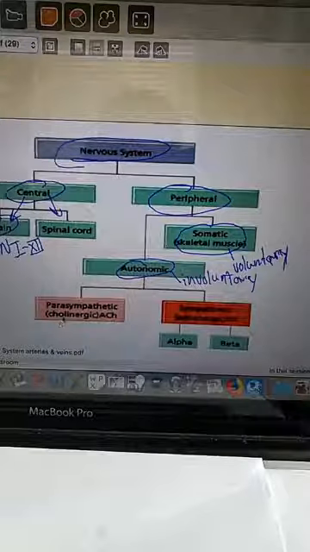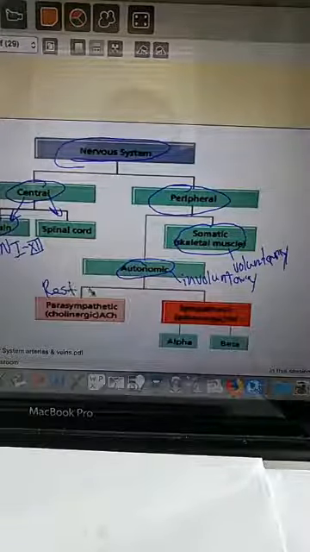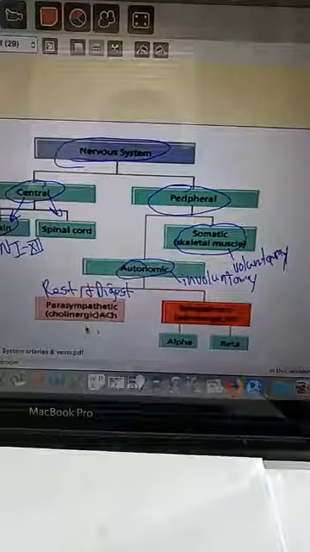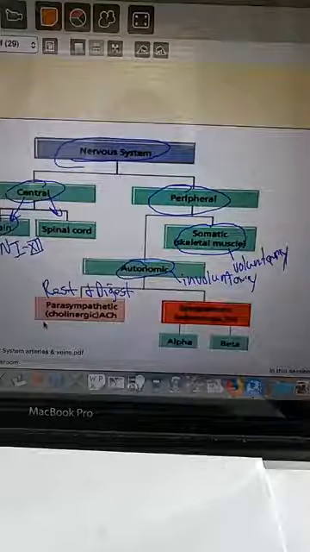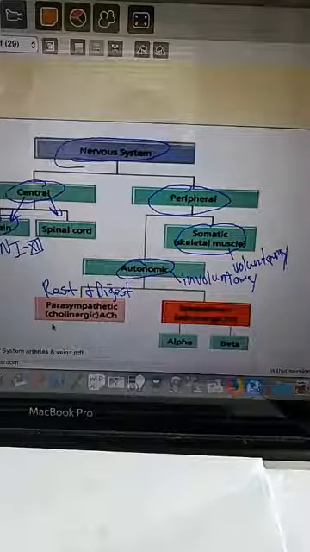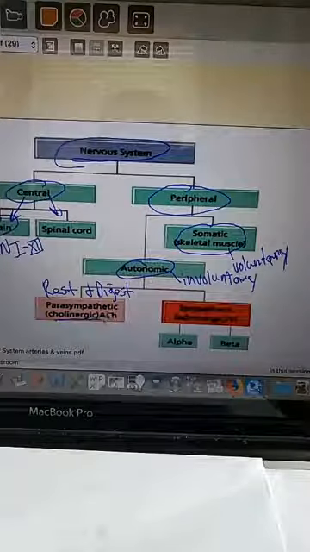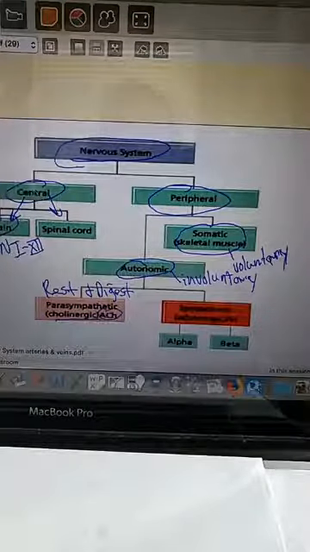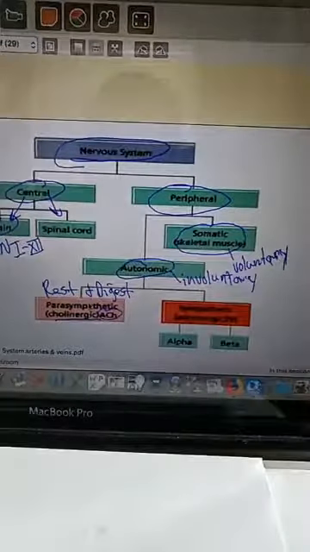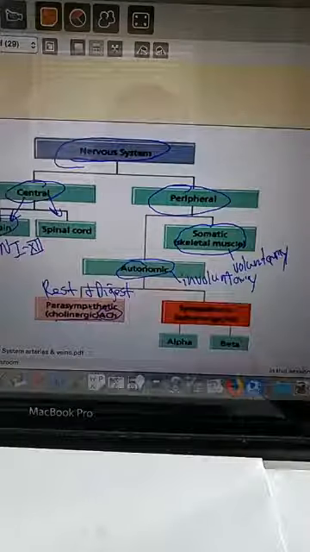So involuntary, okay? And so in terms of parasympathetic, we should be thinking rest and digest. If that doesn't work for you, think paralysis. And so parasympathetic, paralysis, and rest and digest. And this is going to be a cholinergic system, so using acetylcholine. So we're definitely thinking rest and digest using the acetylcholine here.